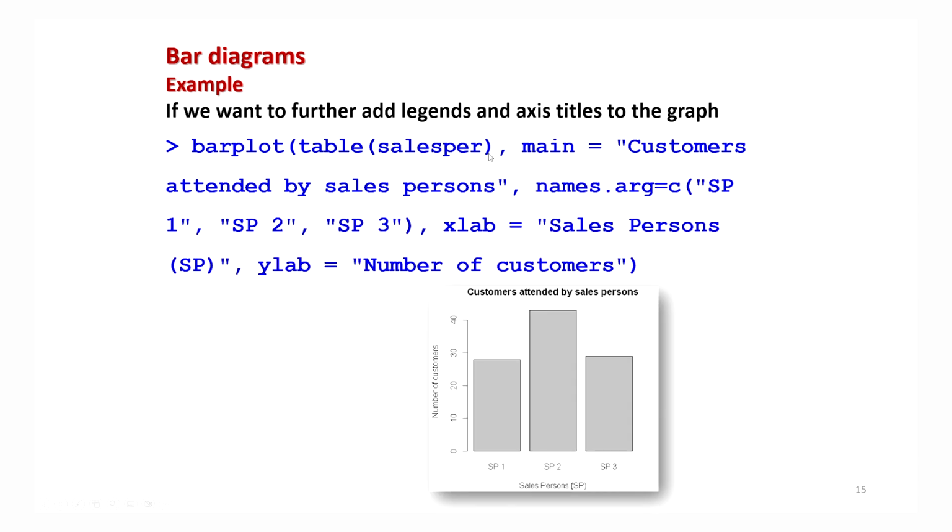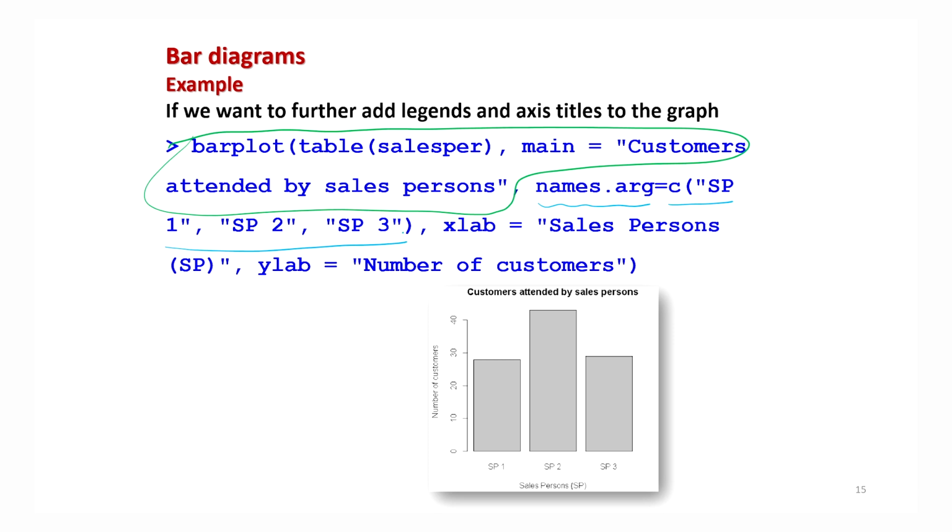Similarly, if you want to incorporate more information, this part is the same as earlier, and now I have added names.arg, which is sp1 sp2 sp3. For example, I want to give the information on the plot about which bar corresponds to which salesperson. So this is sp1, sp2 and sp3. And I want to indicate what sp1 sp2 sp3 are, so I want to write salespersons, and inside the parenthesis SP. This can be obtained by writing xlab equal to, within double quotes, salespersons and within parenthesis SP.